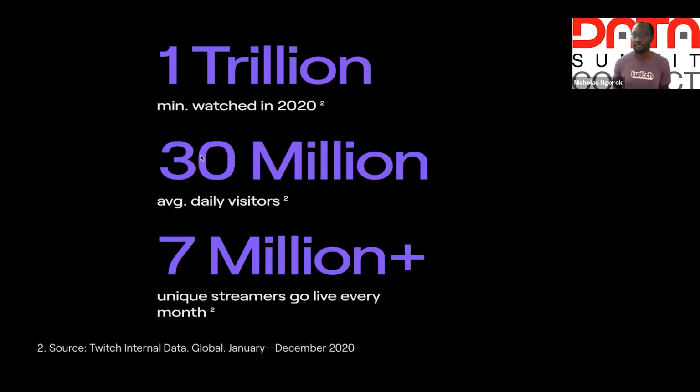What this looks like from a numbers perspective. So looking at last year, we had 1 trillion minutes watched on Twitch by an average of 30 million daily visitors to our website, and over 7 million unique streamers go live every month. What this results in is, as you can imagine, an enormous amount of data coming into our systems that we then would need to analyze to determine what sort of investments we should make in the business.